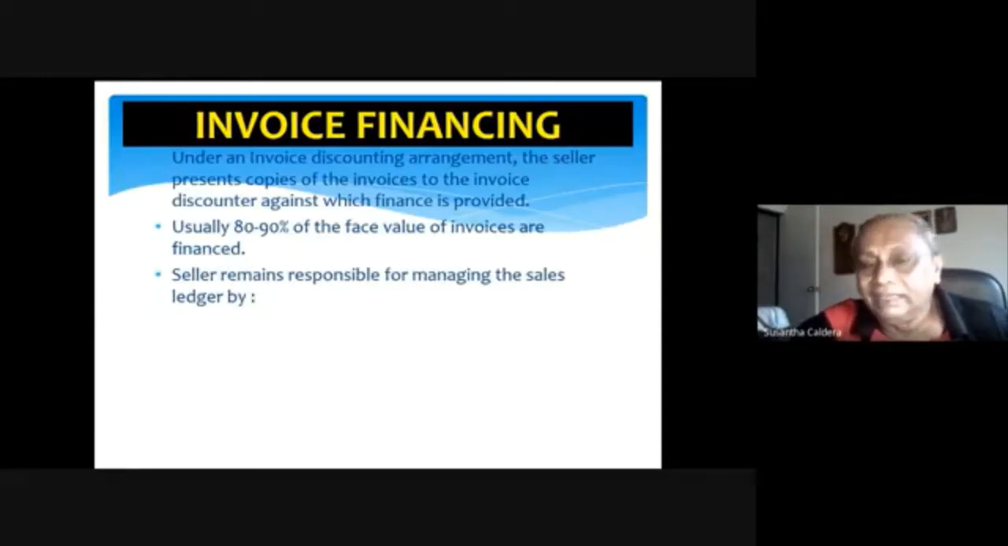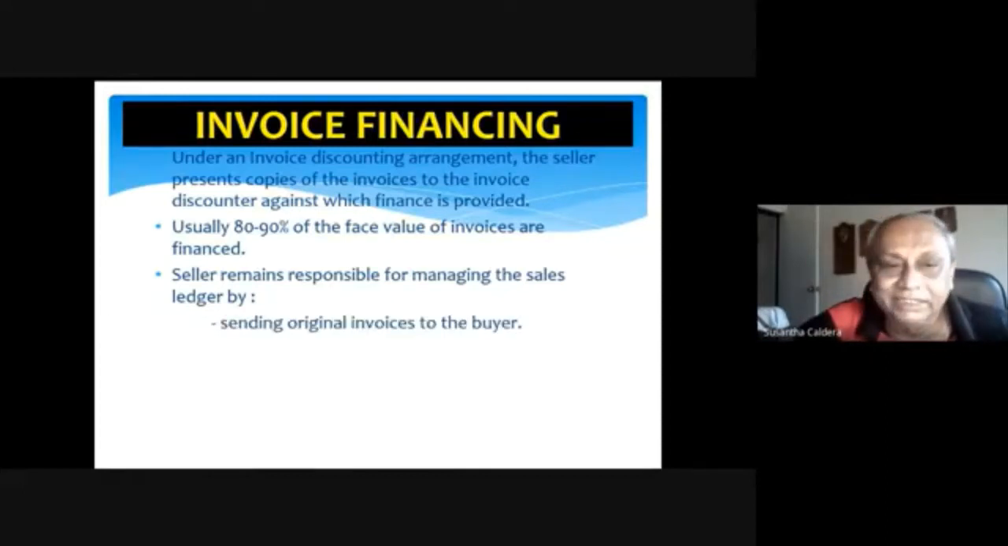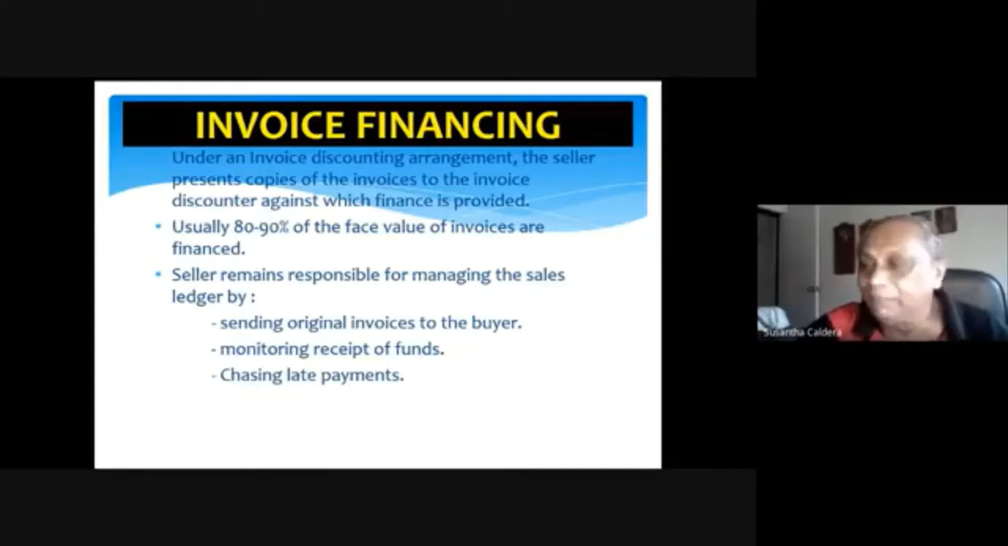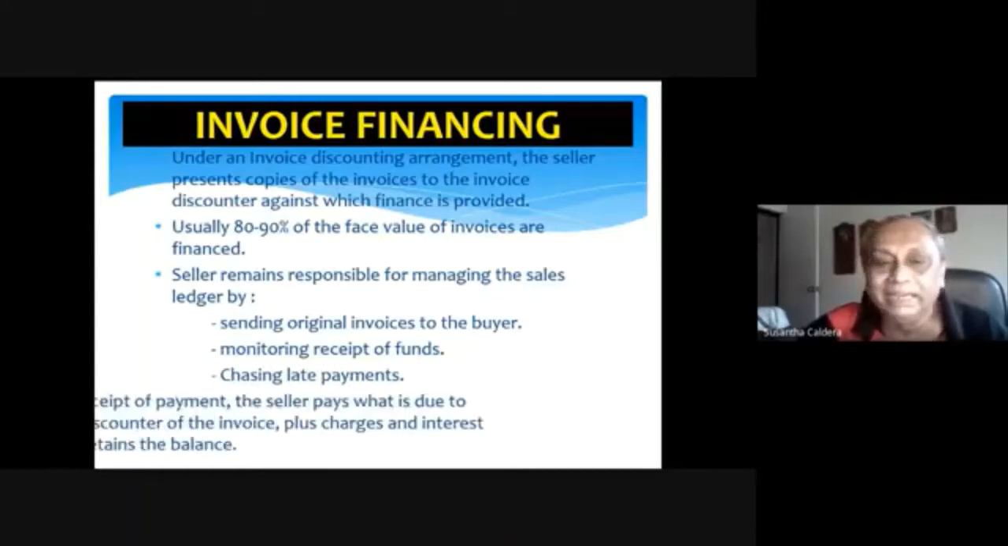Seller remains responsible for managing the sales ledger. එයා තමයි sales ledger කරන්නේ. එතකොට they send the original invoices to the buyer. ඊට පස්සේ monitoring receipt of funds මේ ඔක්කොම කරන්නේ අරලිය. Right? Chasing late payments ඒ ඔක්කොම අරලිය කරන්නේ.